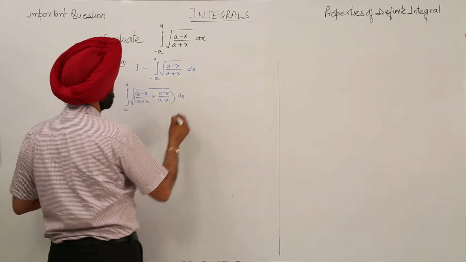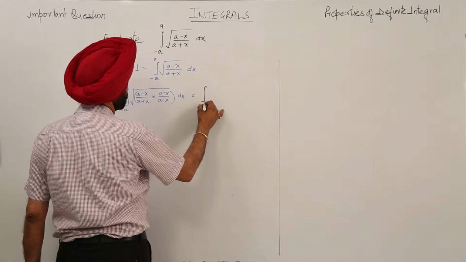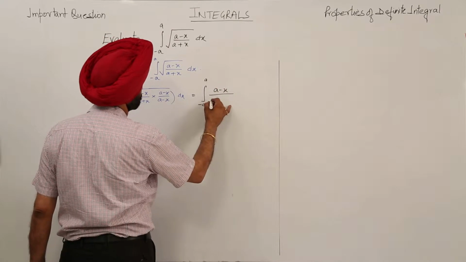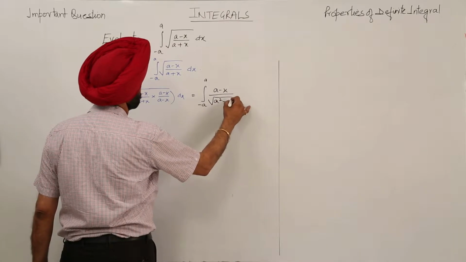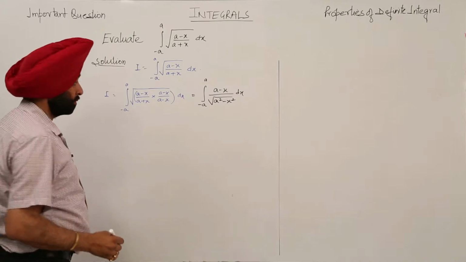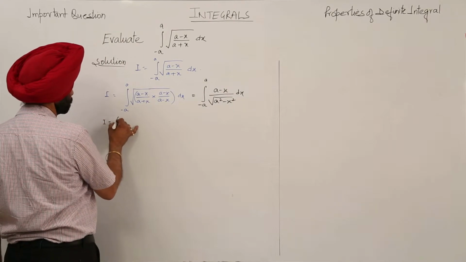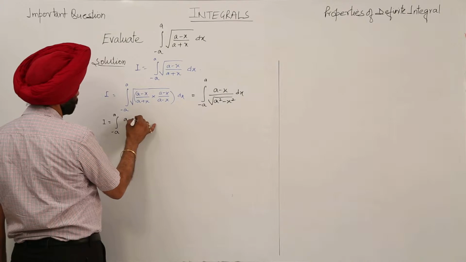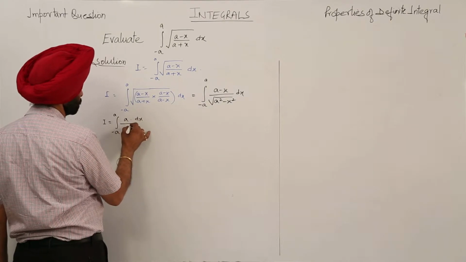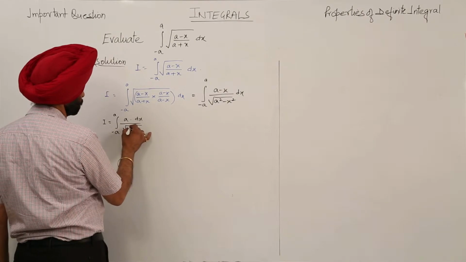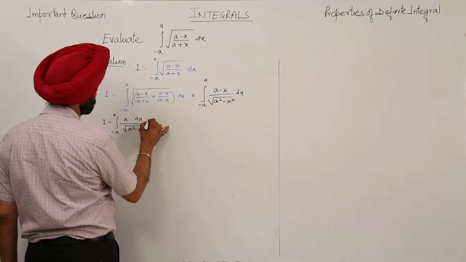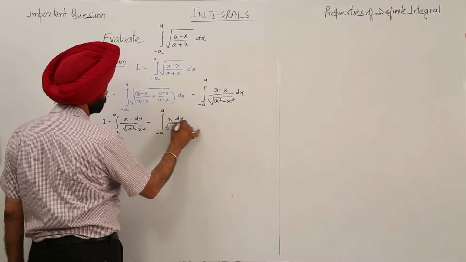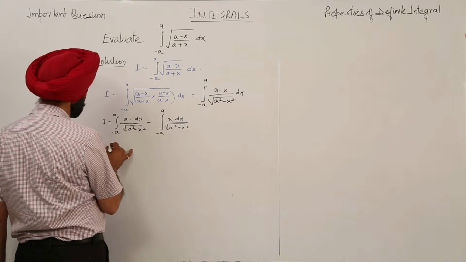Now this implies the integral from minus a to a of (a minus x) upon the square root of (a square minus x square) dx. Now this can be written as the integral from minus a to a of a dx upon the square root of (a square minus x square), minus the integral from minus a to a of x dx upon the square root of (a square minus x square).